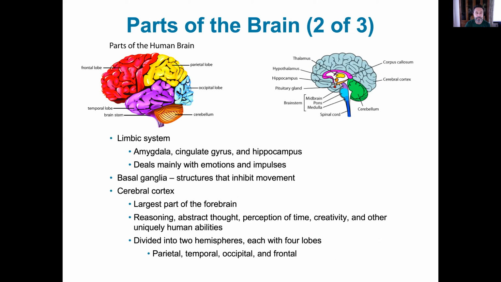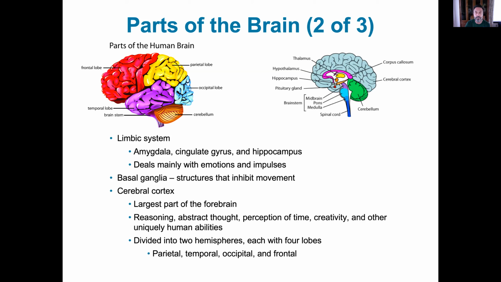The limbic system, including the amygdala, which is right in here, this area here, is important, this whole limbic system area, in controlling our emotions and our impulses. The cerebral cortex is the largest part of the forebrain here, somewhat right behind our forehead. This is where we do a lot of our executive thinking, our decision making, and our impulse control modulation is there.